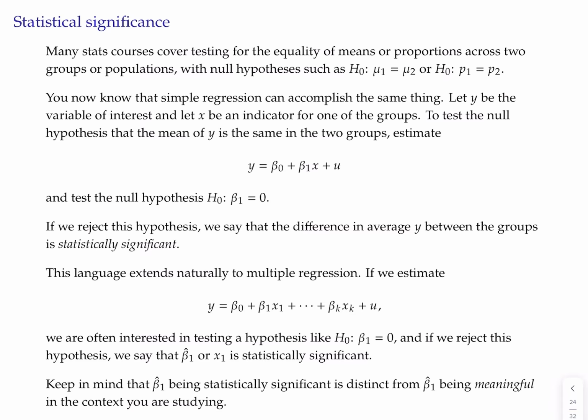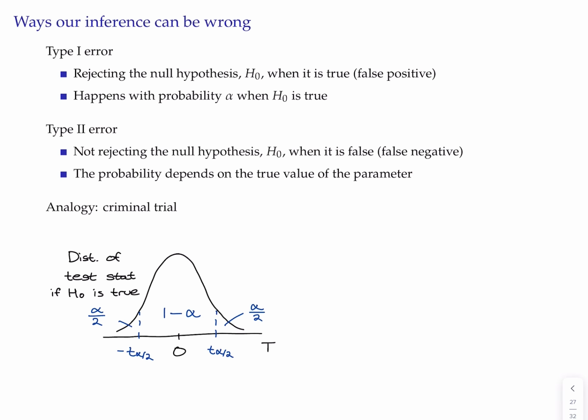All right, the other thing I wanted to do in this video is to talk about type 1 and type 2 errors. So these are both ways that our hypothesis test decision can be wrong. Okay, a type 1 error means rejecting the null hypothesis when it's true, sometimes called a false positive. A type 2 error is if the null hypothesis is false, and we didn't reject the null hypothesis.